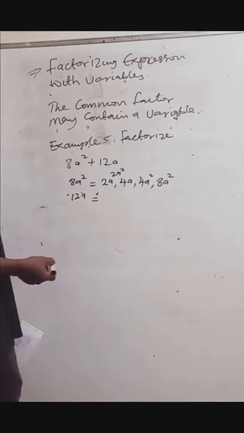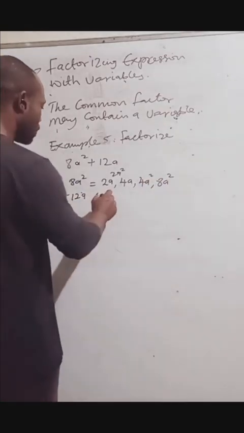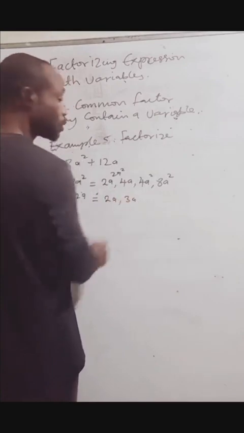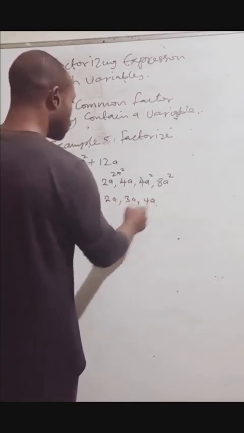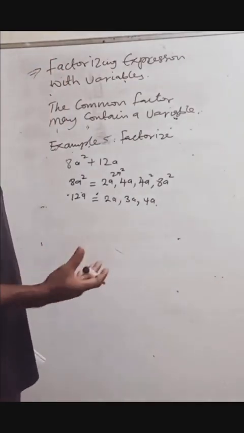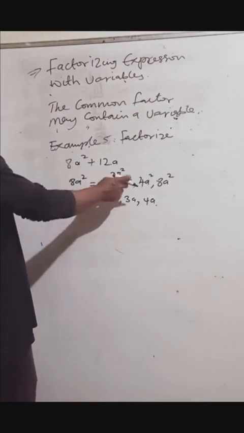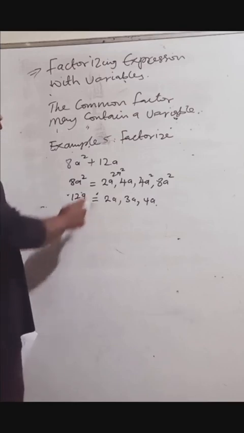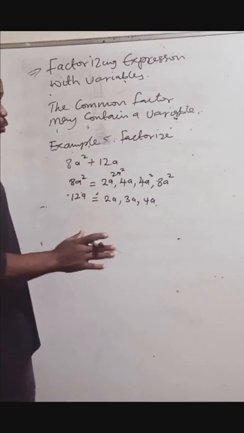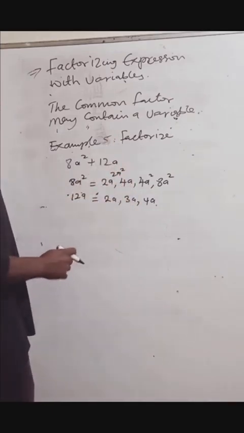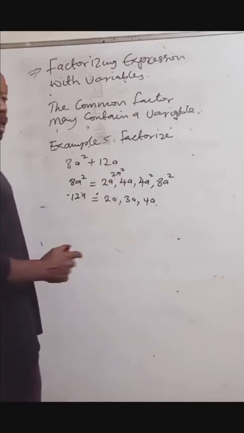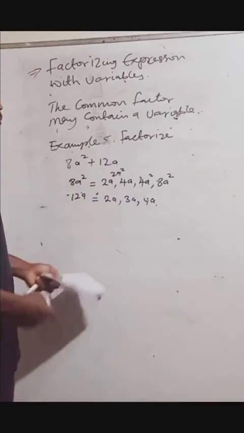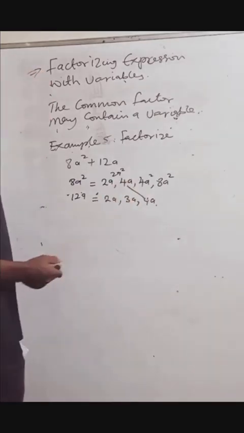Then 12a, the factors of 12a are 2a is a factor, 3a is a factor, 4a is also a factor. Once again, the reason why they are factors is because if you use them to divide the original number, it will divide the original number without any remainder. So these are the factors. Now the next thing we do, we consider both sets of factors and look for the highest common factor. So in this case, the highest common factor is 4a. So 4a is the highest common factor.